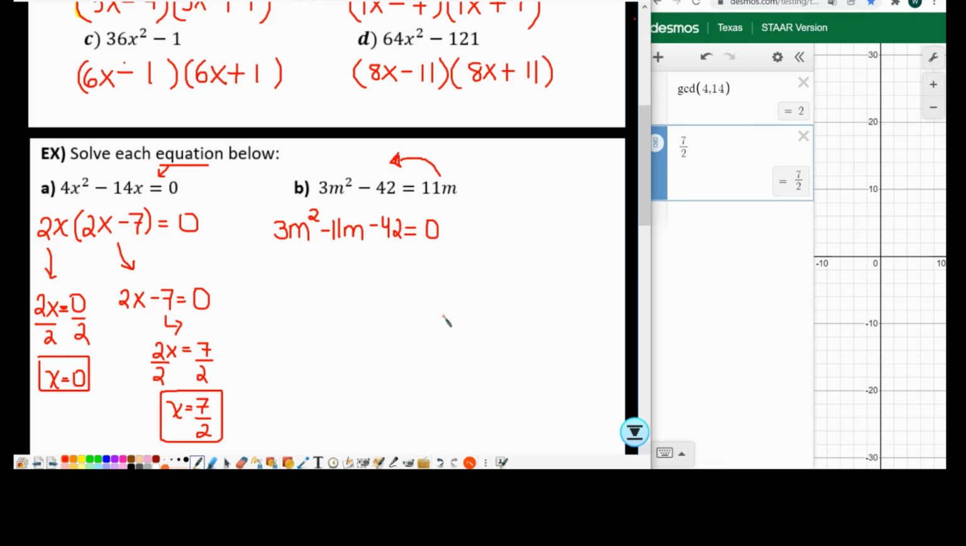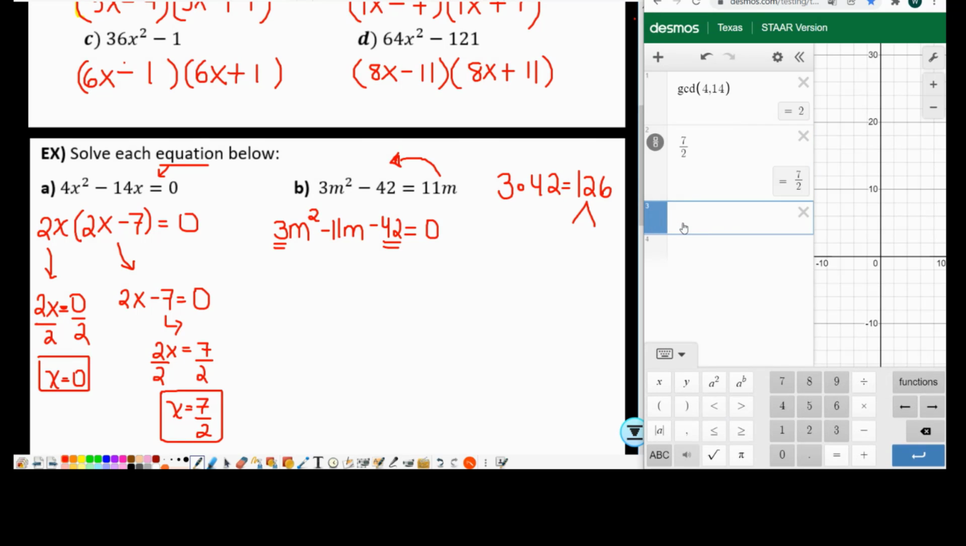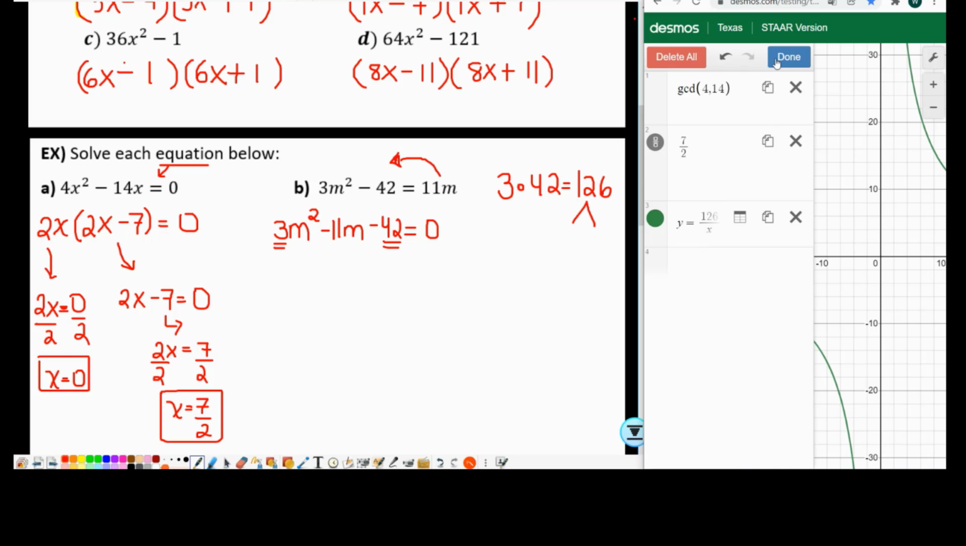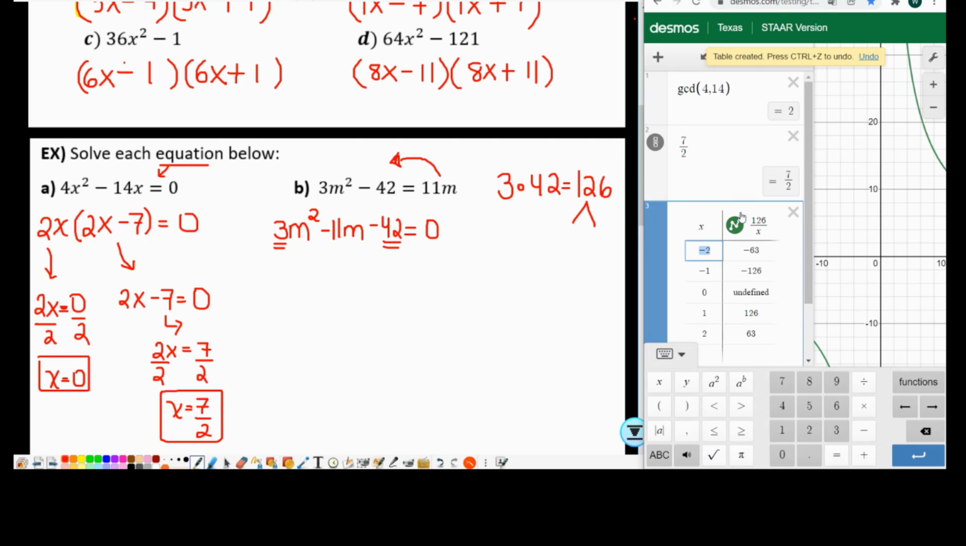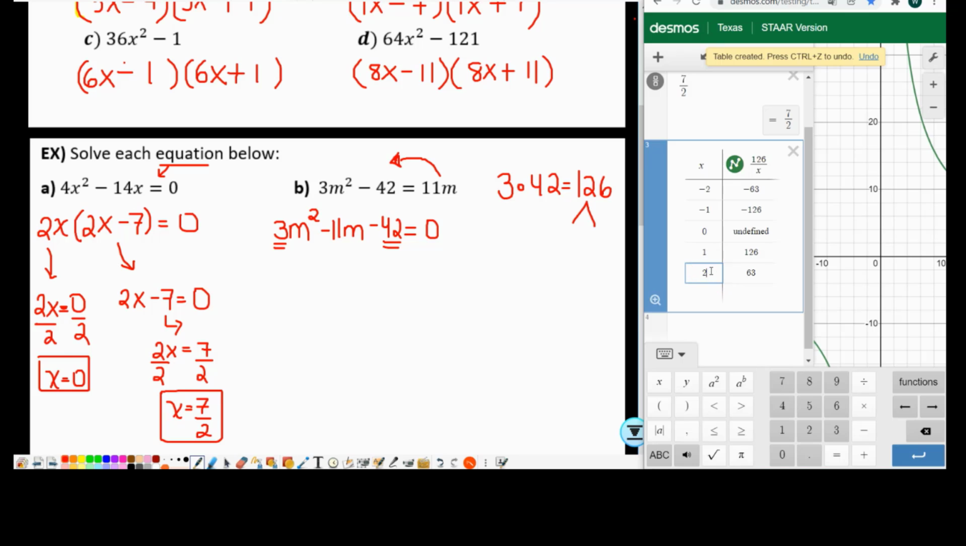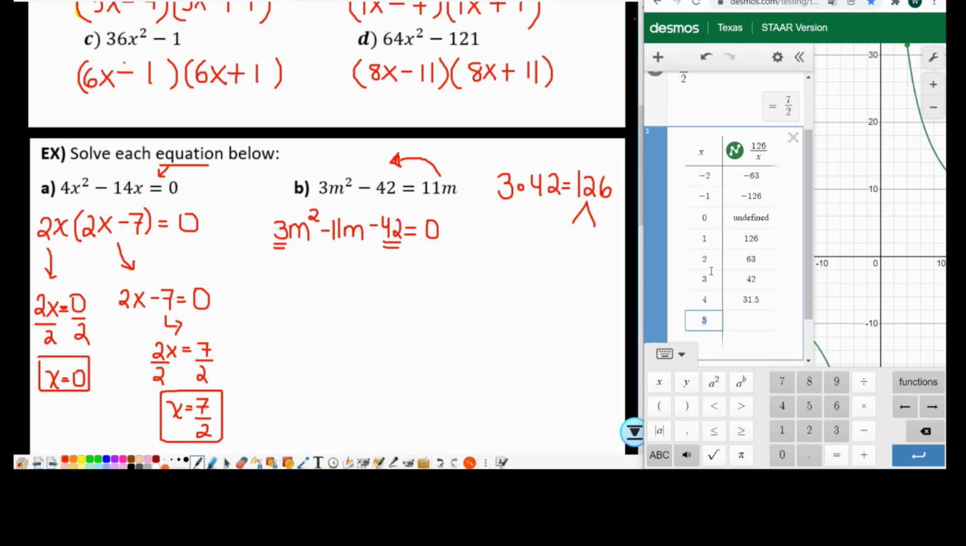And now I can solve by factoring. If you remember, we multiplied the first term times the last. So 3 times 42, and 3 times 42 is 126. And now we need to create a list of numbers that give me 126. So we're going to go to the calculator and we click y equals 126 divided by x. Once we've written that, we click on the wheel, we click the table, and then we go to where it says number 2, and we click many times to produce the next few numbers on the list.